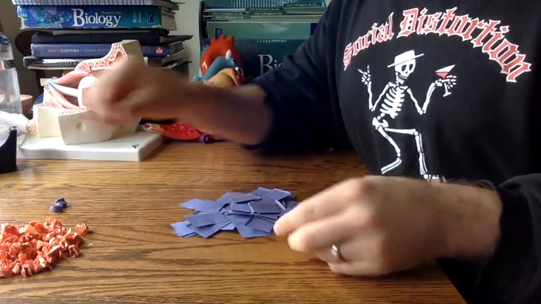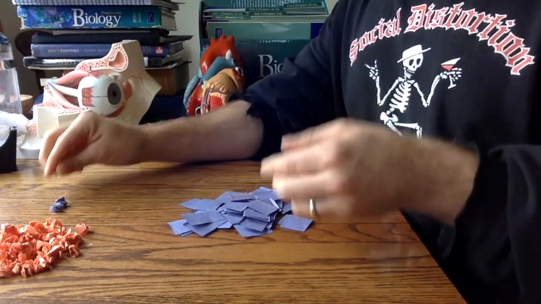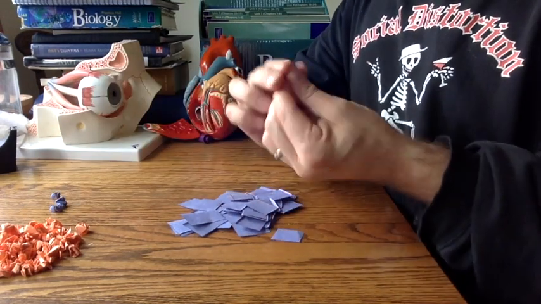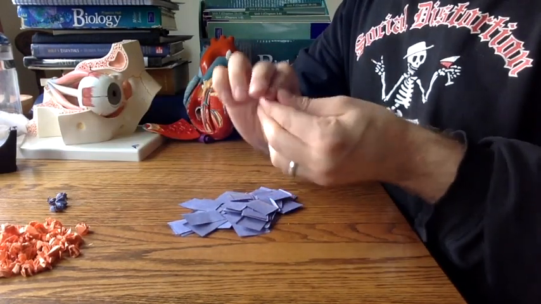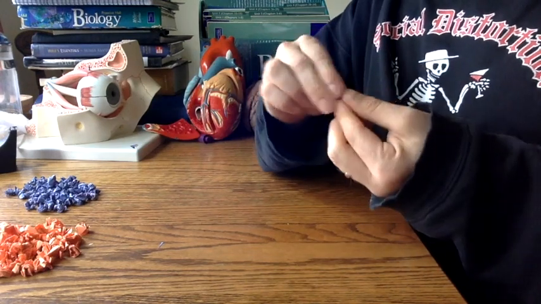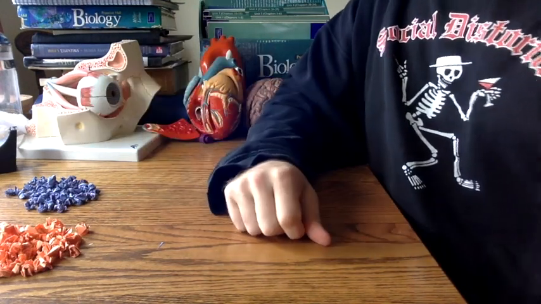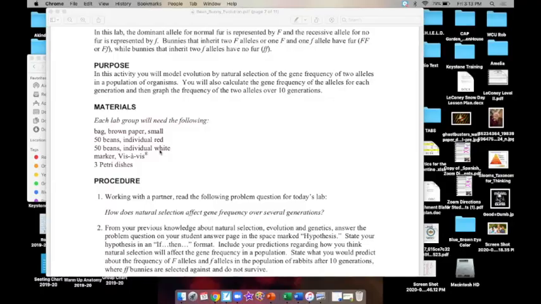You can use whatever you can, just 2 different things. Maybe you have different color paper clips, blue paper clips, or red paper clips, white paper clips, whatever. Anything that you can get around the house. I'm not picky. They just represent something else. These are going to represent the alleles. The red beans were supposed to be the dominant big Fs, and the white beans are supposed to be the recessive little fs. Use whatever you got around the house.